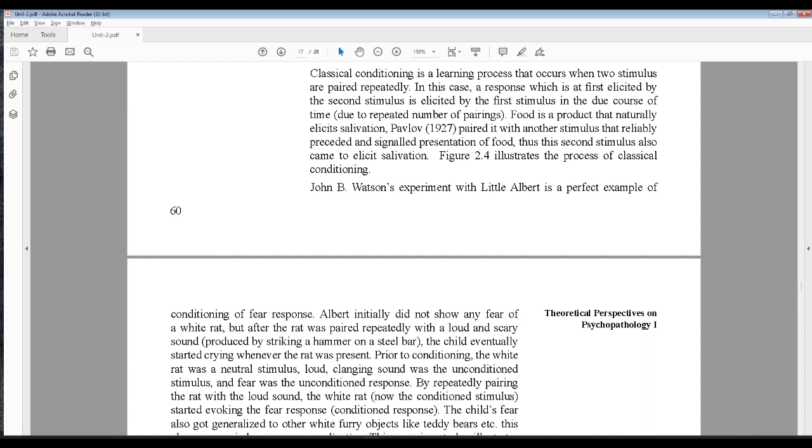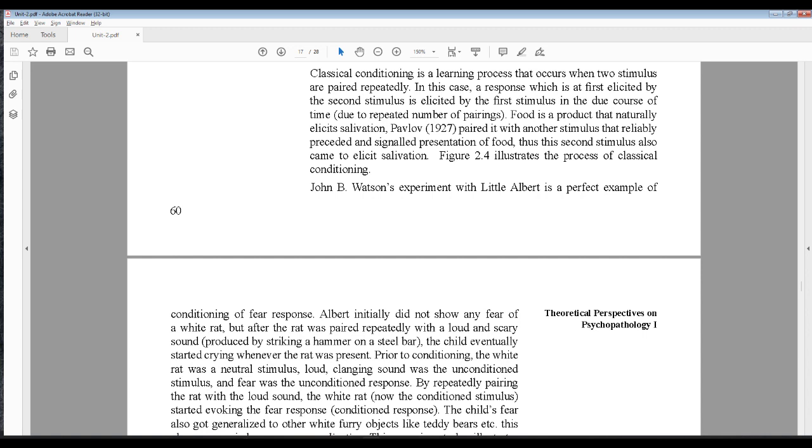John B. Watson's experiment with little Albert is a perfect example of conditioning of fear response. Albert initially did not show any fear of a white rat, but after the rat was paired repeatedly with a loud and scary sound, produced by striking a hammer on a steel bar, the child eventually started crying whenever the rat was present. Prior to conditioning, the white rat was a neutral stimulus, the loud, clanging sound was the unconditioned stimulus, and fear was the unconditioned response.